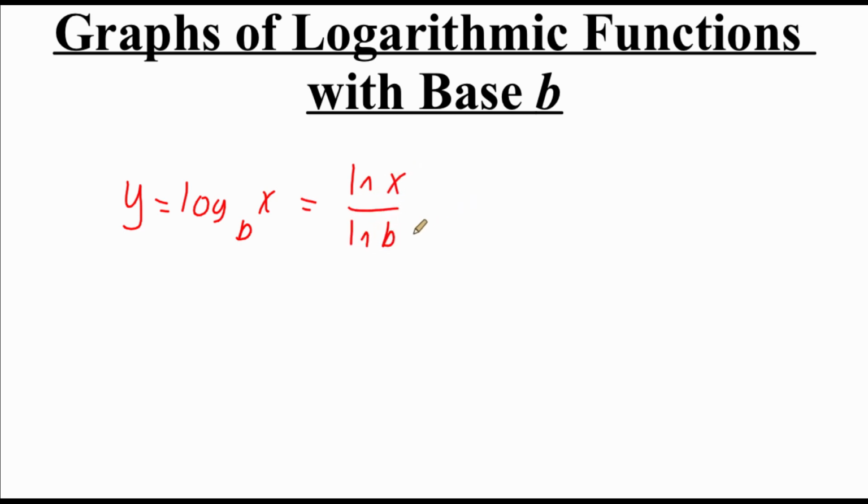And then what we can do with that is this b value is going to be a number. So we can think about this as being 1 over the natural log of b times the natural log of x. Depending on what that b value is, this is going to give us either a vertical stretch or a vertical shrink, because 1 over the natural log of b will always end up being some constant number value. So we can really think about any logarithmic graph as a transformation of the natural log graph.